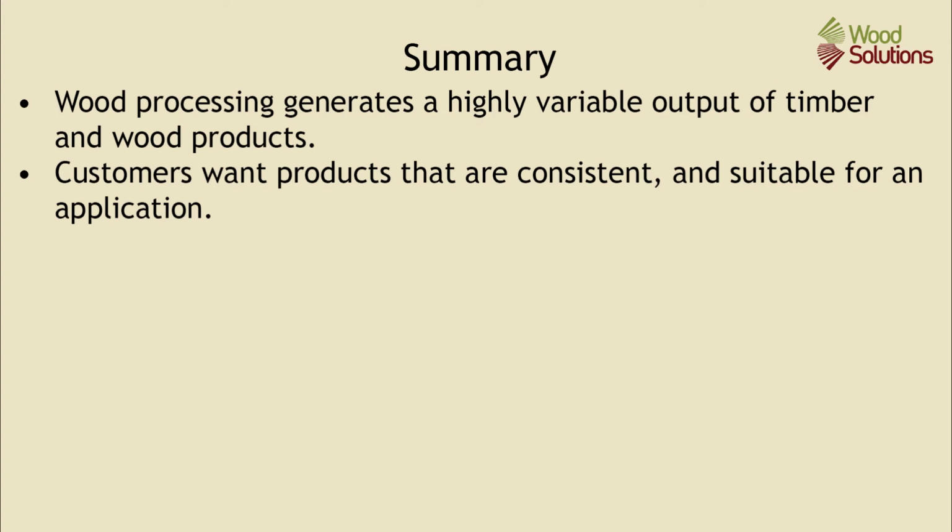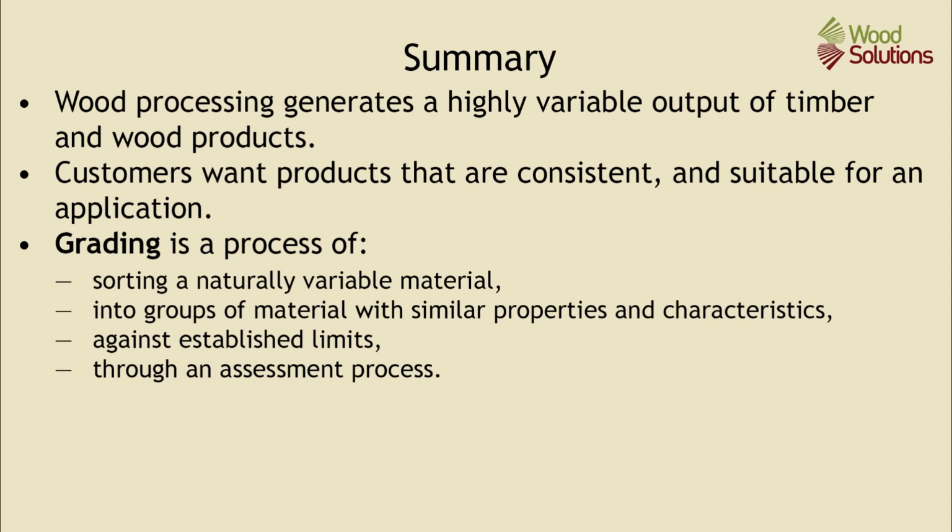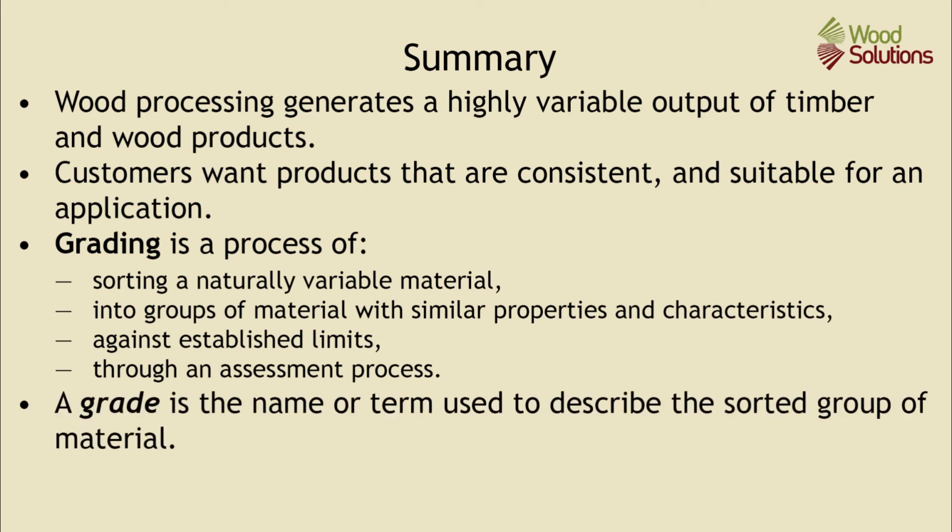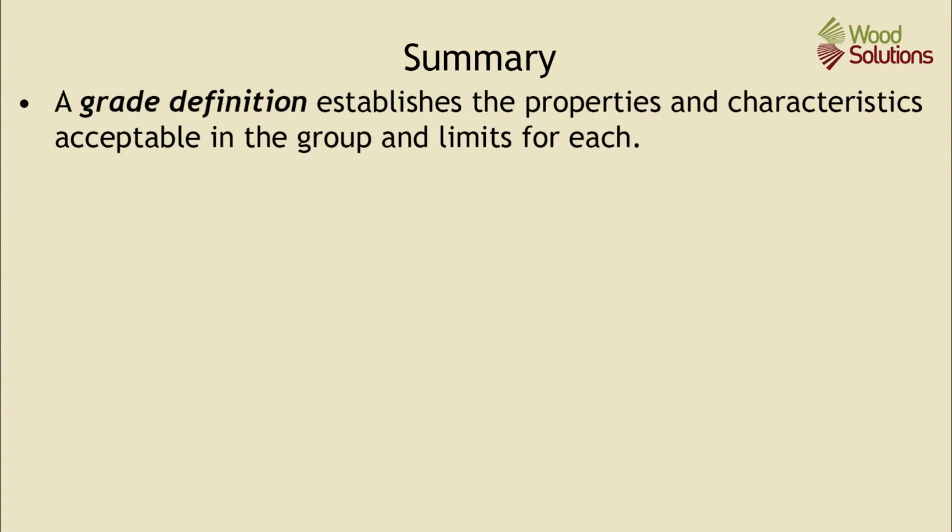In summary, wood processing generates a highly variable output of timber and wood products. Customers want products that are consistent and suitable for their application. Grading is a process of sorting a naturally variable material into groups of material with similar properties and characteristics against established limits through an assessment process. A grade is the name or term used to describe the sorted group of material. The grade definition establishes the properties and characteristics acceptable in the group and limits for each.